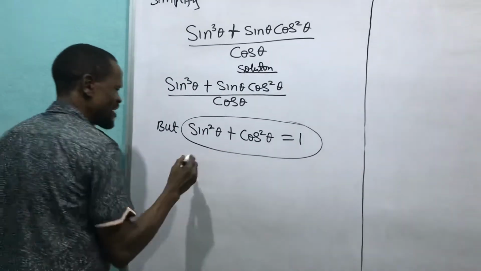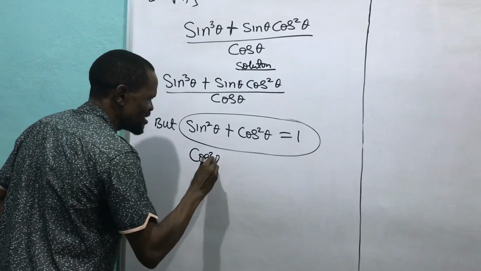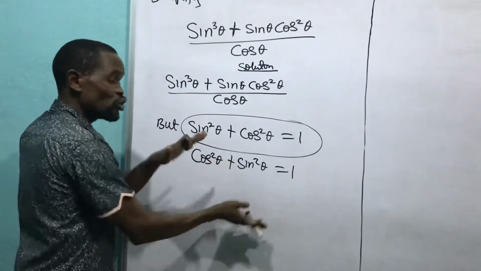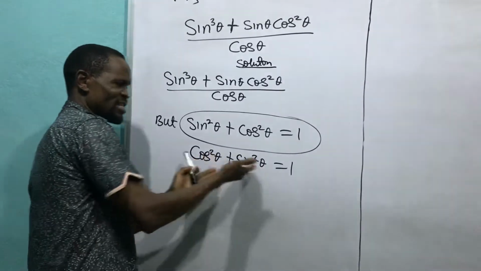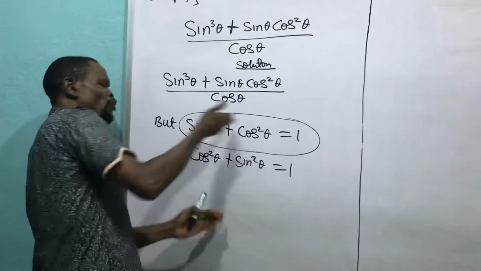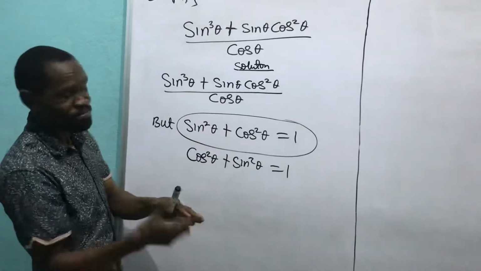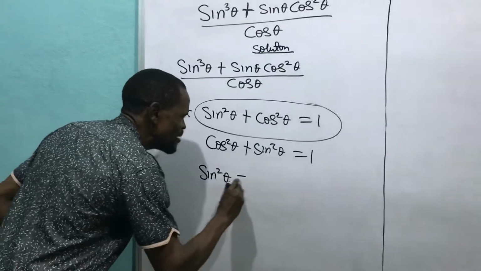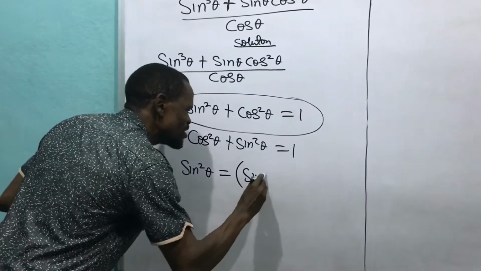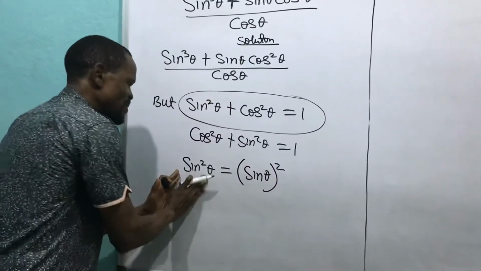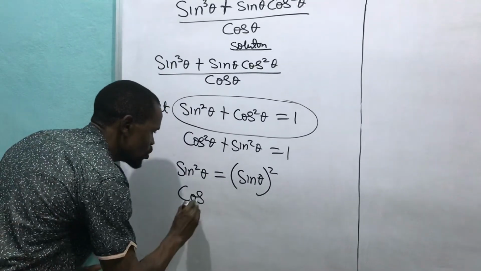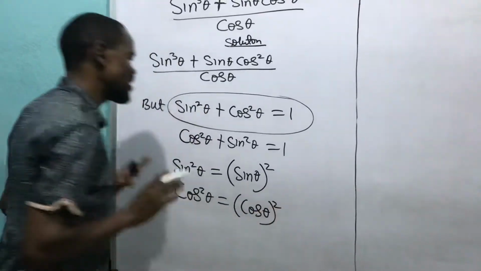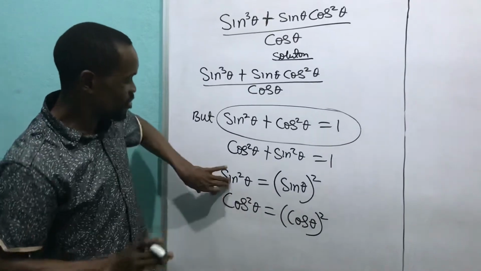So now, this can be stated this way: cos square theta plus sine square theta is equal to 1. You see that the position is immaterial. I'm writing this so that when you see it, you will not say it's something different; the position is immaterial. Also note that sine square theta is the same thing as sine theta, squared, and cos square theta is the same thing as cos theta, squared. I think you have to note this.